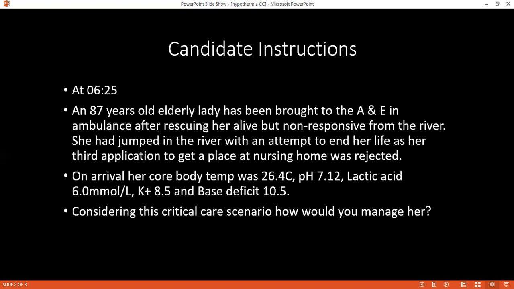What is the definition of hypothermia? When the body's core temperature is below 35 degrees centigrade, then it's called hypothermia. What are the ways by which core body temperature can be measured? Core body temperature can be measured by oral, axillary, rectal, esophageal, and tympanic membrane.